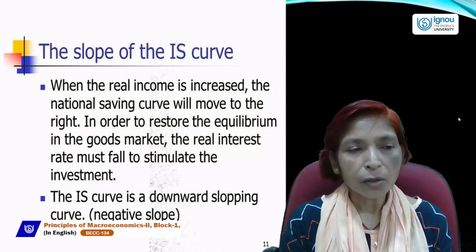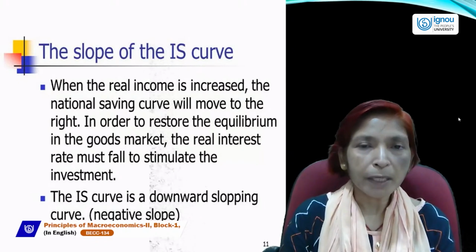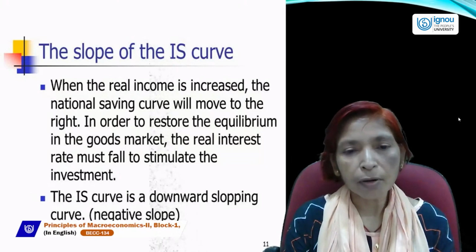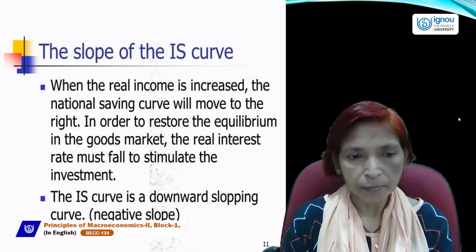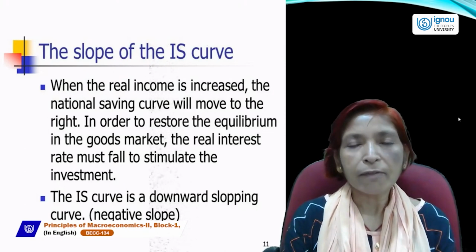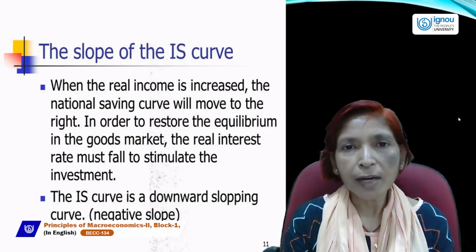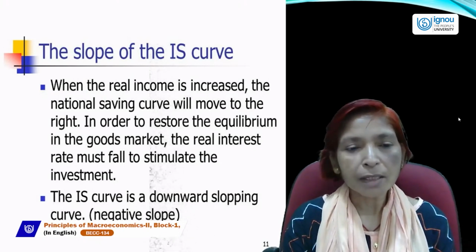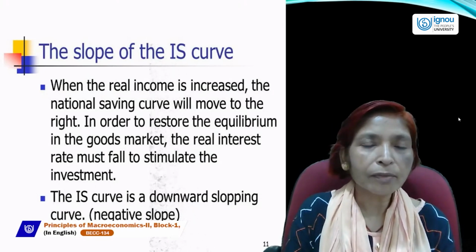So the IS curve slope is negative, downward, but it may be steeper or may be flatter. It depends upon the rate of interest and the level of income. Here are two main factors which are responsible for the steeper and flatter shape of the IS curve. These two factors are, one, the level of income, and second, the rate of interest.